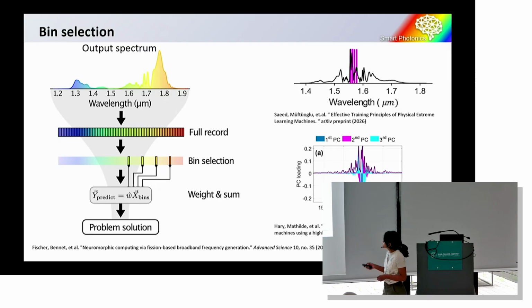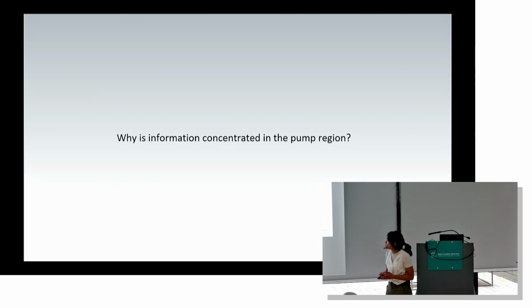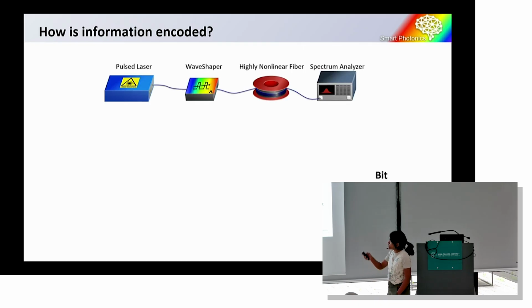But what's interesting is that the bins that are selected fall in the pump region, right? So why is information concentrated in the pump region? For this, I would like to take you on a journey along with information. I will start with a smaller piece of information: not the whole MNIST, but just a single bit, a 1 nanometer small phase change. I also toned down the power of the setup. Usually for the classification tasks, we use 500 watts to 1000 watts, but in our case, we tone it down to 250 to 300 watts peak power.